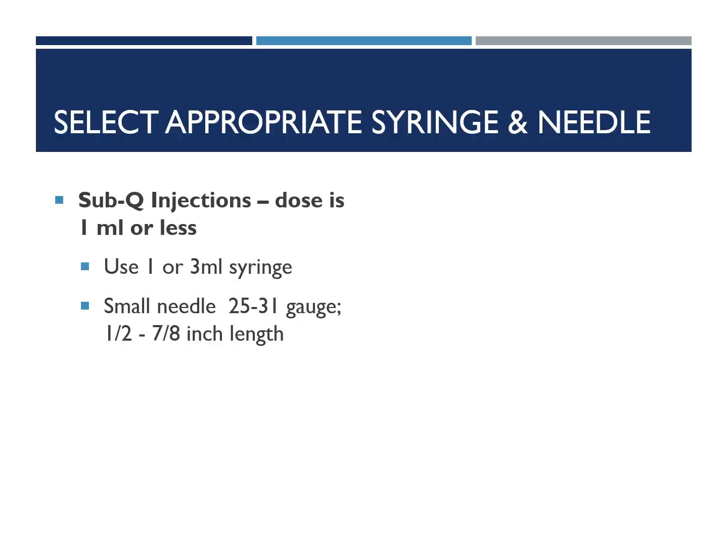Sub-Q injections typically use a 1 to 3 ml syringe. 1 ml syringes are hard to find, and if we do find them, we call them TB syringes a lot of places. TB syringes usually do not have a removable needle, so you use what you're given. If you are using a 3 ml syringe, you do have to choose your own needle.